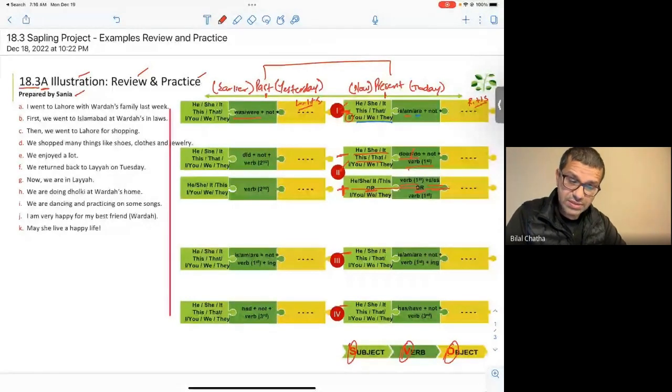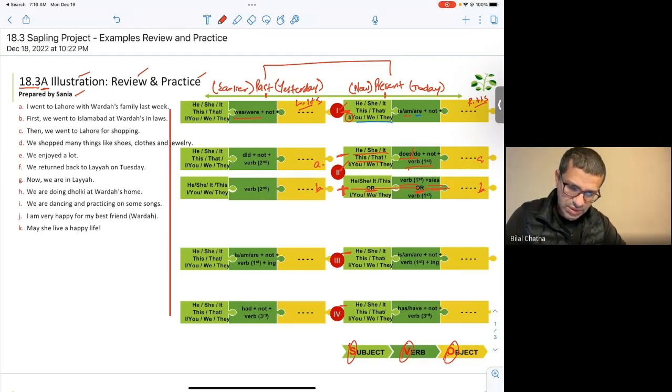So that's the right-hand side. On the left-hand side, I'm showing you the past with did not. Again, you have chain one and chain two, or A or B, you can name them however you like. But whenever you use your sentences, just make sure your subject-verb agreement is correct.